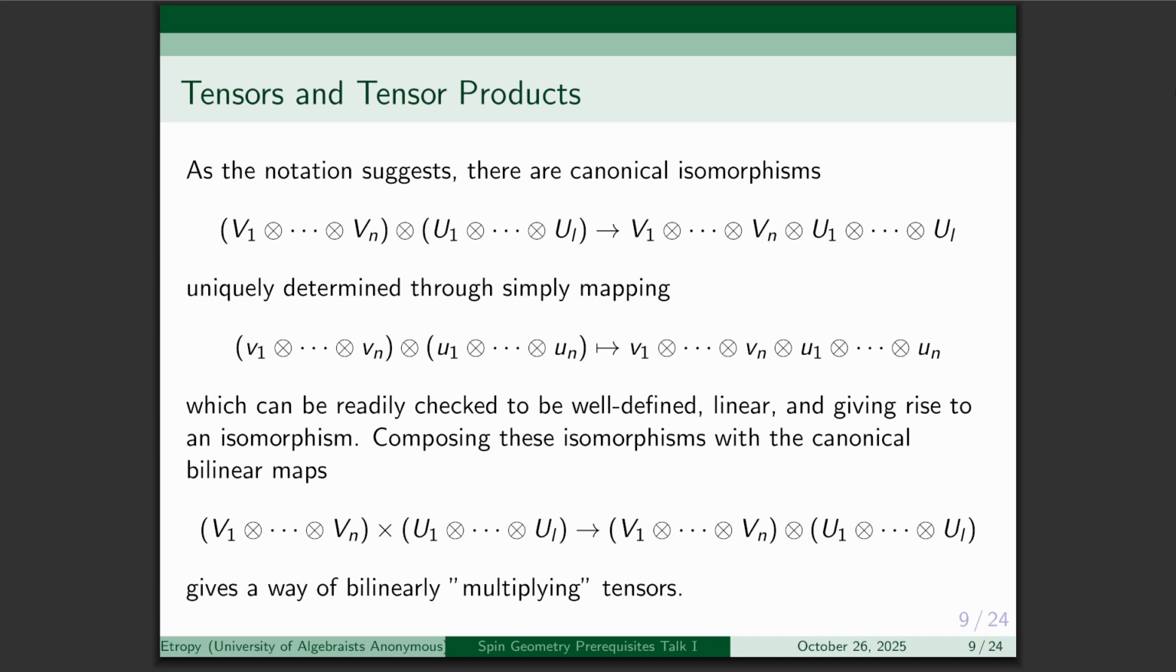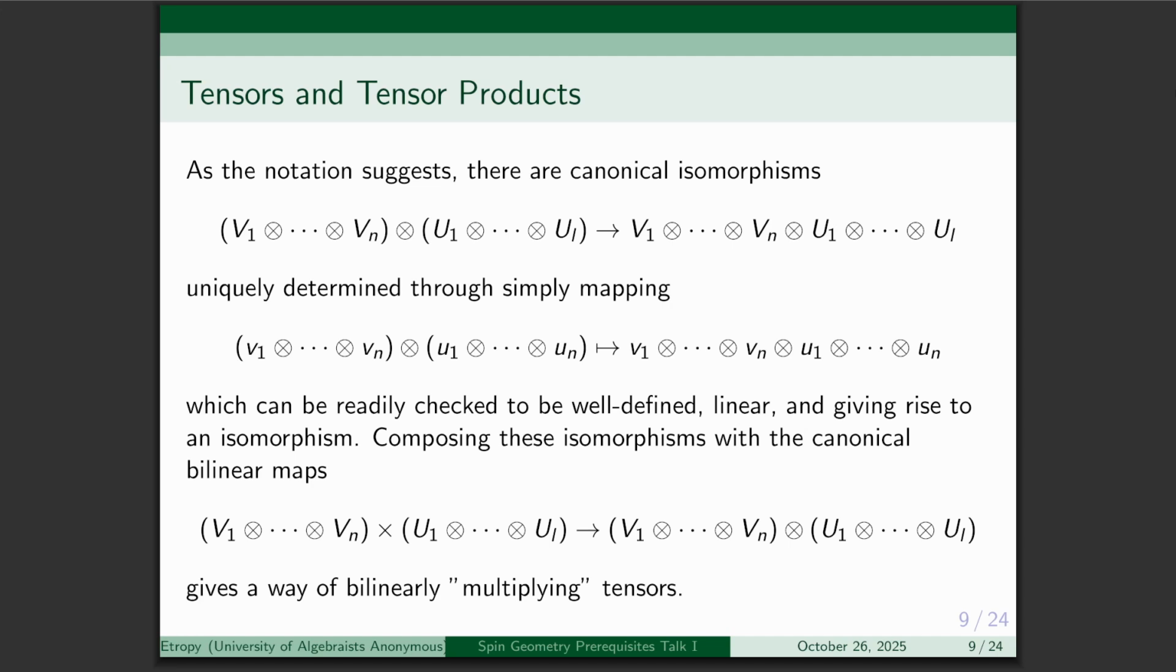So in particular, because we have a map which, given an n-tuple of vectors, interprets it as a pure tensor just by tensoring them together, this canonical multilinear map gives us a way of bilinearly multiplying tensors together, even if they're in different spaces. So we have this notion of multiplication, which is quite convenient.